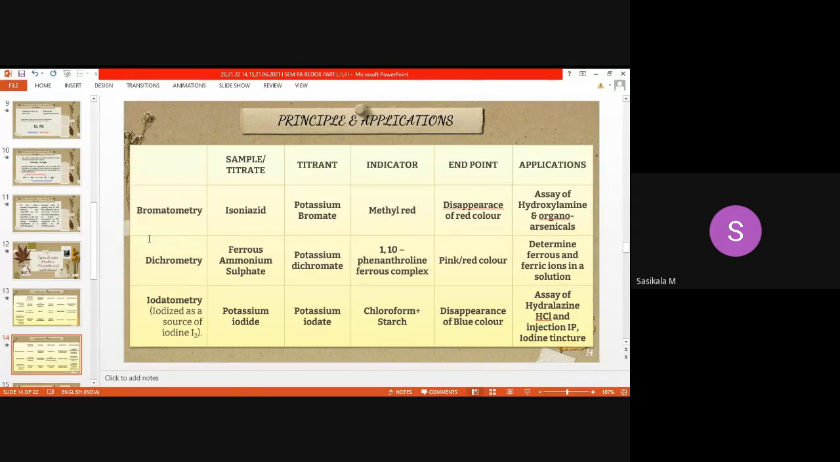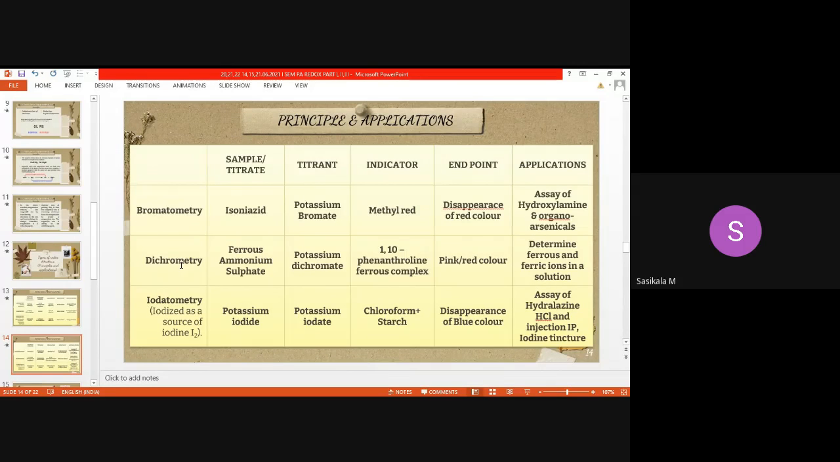Now let's move on to the 5th category of redox method, that is dichrometry. The name is derived because we'll be using potassium dichromate as titrant. Here potassium dichromate is the oxidizing agent, and ferrous ammonium sulfate is the reducing agent. Potassium dichromate is a well-known oxidizing agent. Even in many chemical reactions it is used as an oxidizing agent, for hydrogen transfer oxidation reactions.